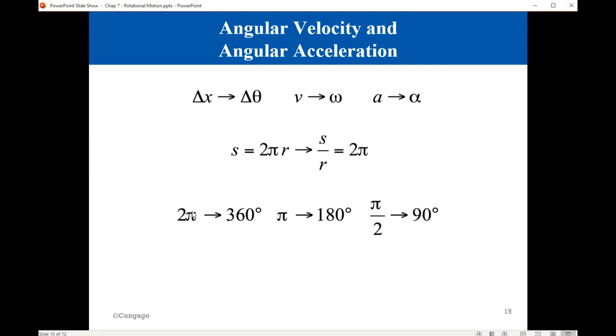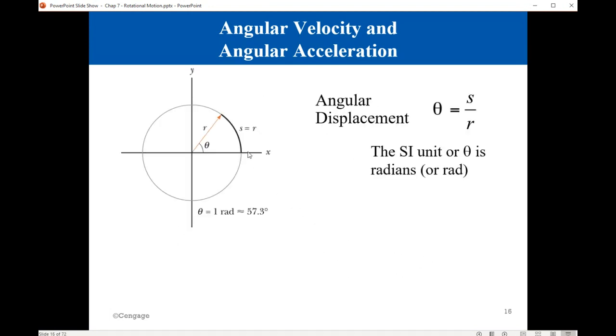As we know from geometry, one complete rotation is equivalent to 360 degrees. Therefore, 2 pi is equivalent to 360 degrees. The unit that we use for angular displacement is called radian. So here 2 pi radians, this is the angular displacement. This is equivalent to 360 degrees. Therefore, pi is equivalent to 180 degrees, and half pi is equivalent to 90 degrees. We will need this information when we convert between radians and degrees.